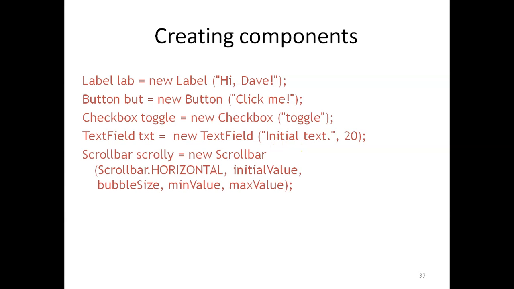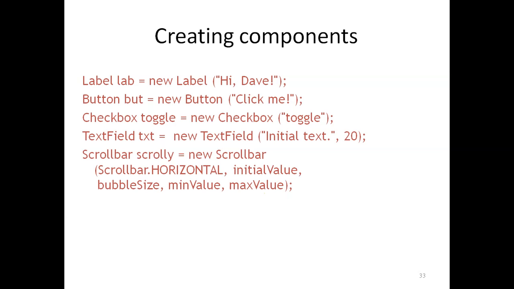And for the scroll bar, we have to write the class name Scrollbar, new Scrollbar. Inside this we have to mention whether the scroll bar is vertical or horizontal. In the case of horizontal, we write Scrollbar.HORIZONTAL, then the initial value of the scroll bar, the bubble size, meaning how much the scroll bar will jump, the minimum value from where it will start, and the maximum value where it will end. So these are some of the components of Java AWT.